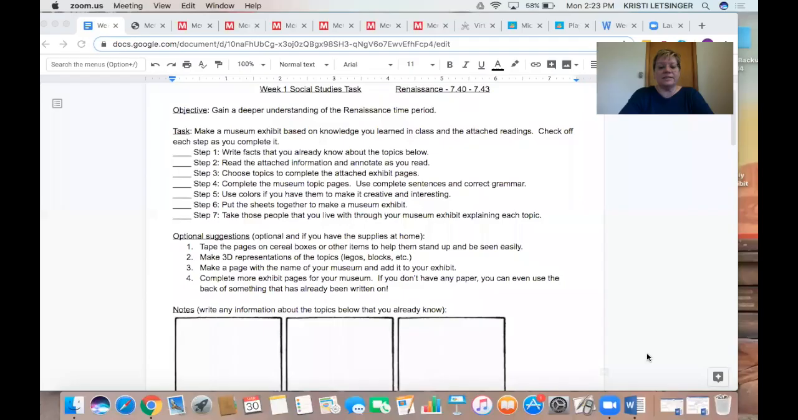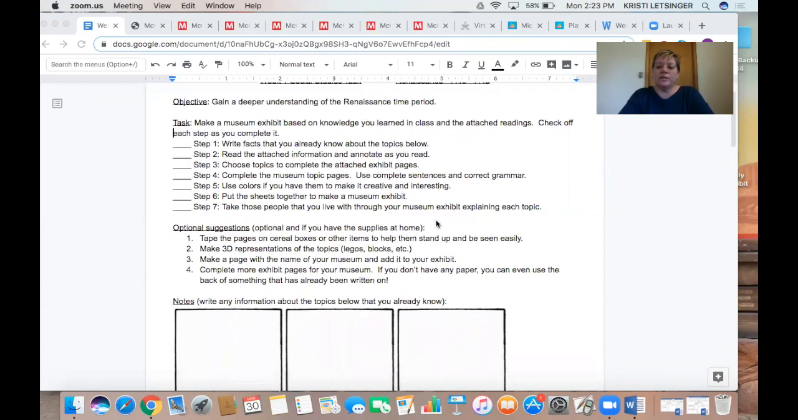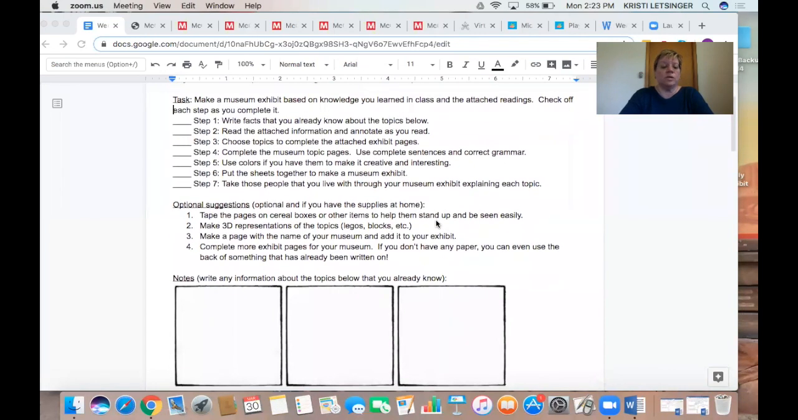Today I'm going to walk you through the task that helps you make a museum exhibit. First thing I want to do is actually go over the task with you. The task itself is set up so that you know how you're going to be successful. For instance, it says to gain a deeper understanding of the Renaissance time period. You've already studied this in school, but this is just for your purpose of review and to see what you can remember.